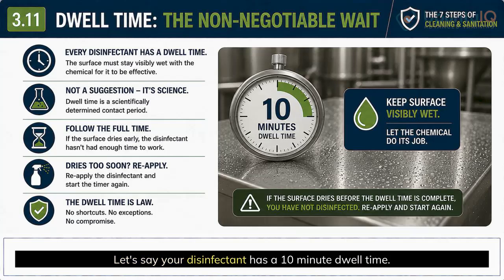Let's say your disinfectant has a 10-minute dwell time. If the surface dries after 5 minutes, you have not disinfected that surface. The chemical simply hasn't had enough time to do its job. If it dries too quickly, we reapply the disinfectant and start the timer again. The dwell time is law. No shortcut here.